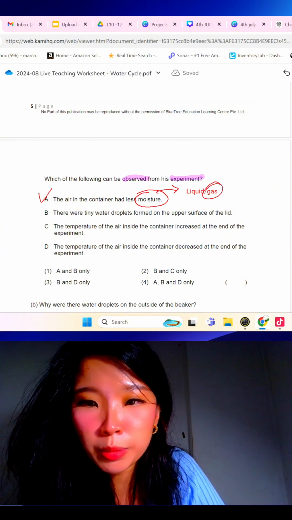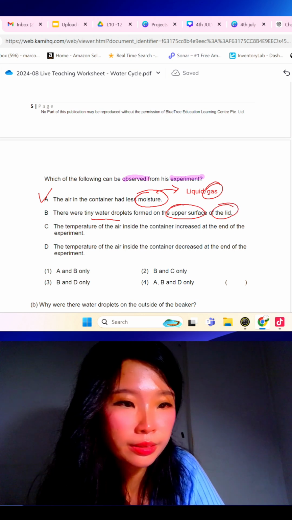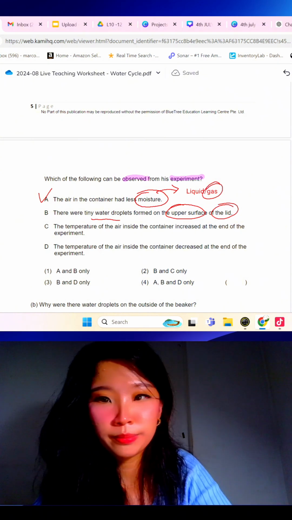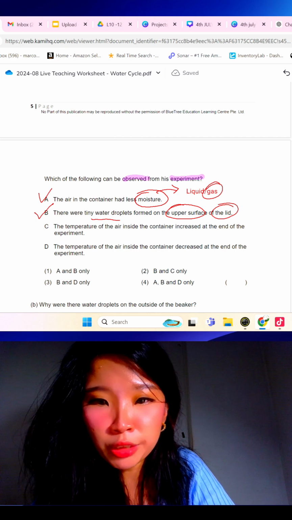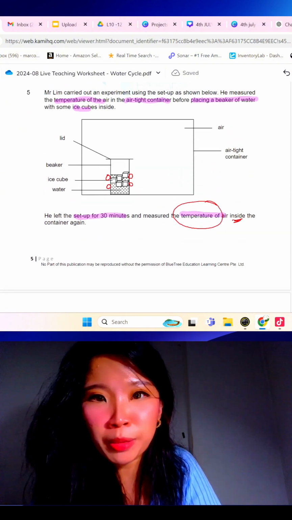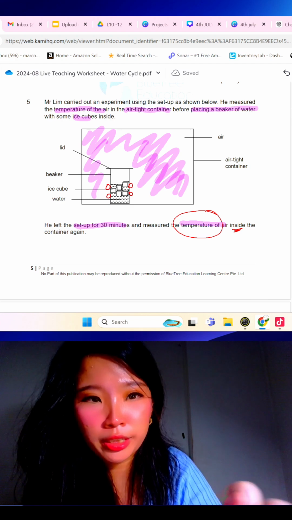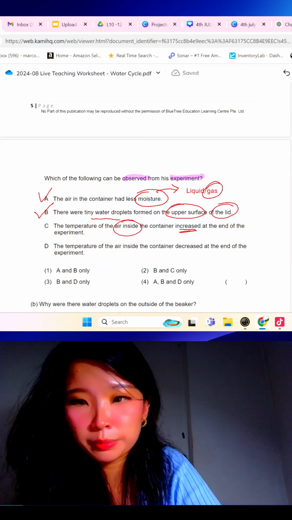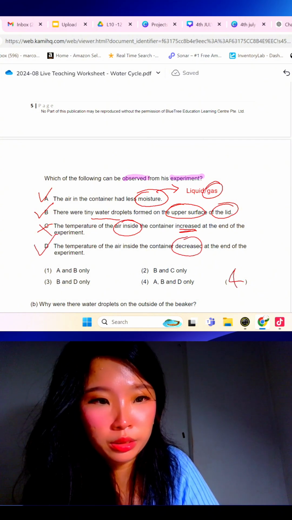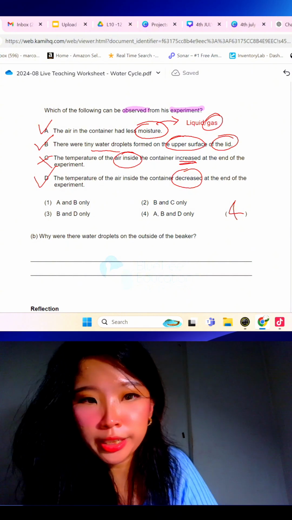So, tiny water droplets form on the upper surface of the lid. Yes. B? Correct. The temperature of the air inside the container increases. Does it increase? It doesn't increase, right? They are talking about inside the container. So which part are you talking about? You are talking about here. So no, it doesn't increase. It decreases instead. So the answer is 4. Very simple.